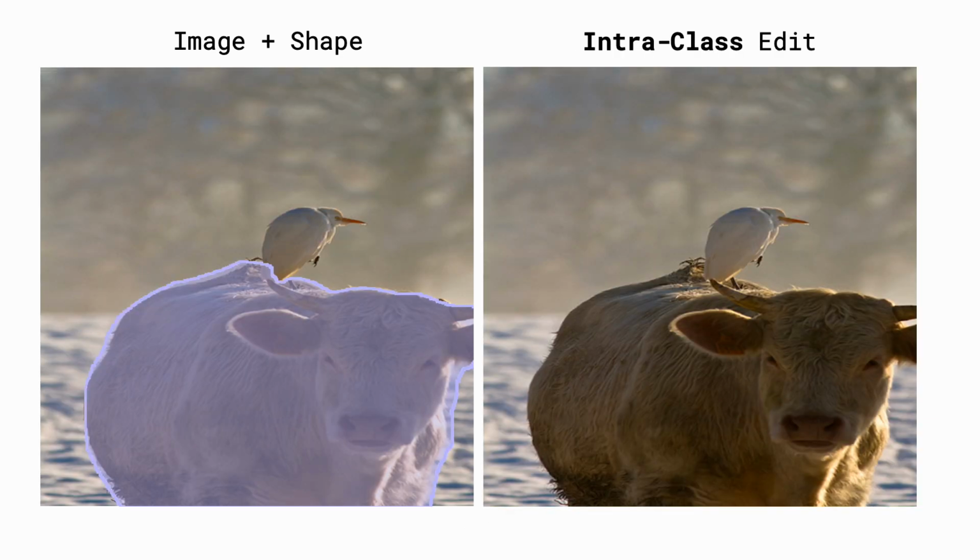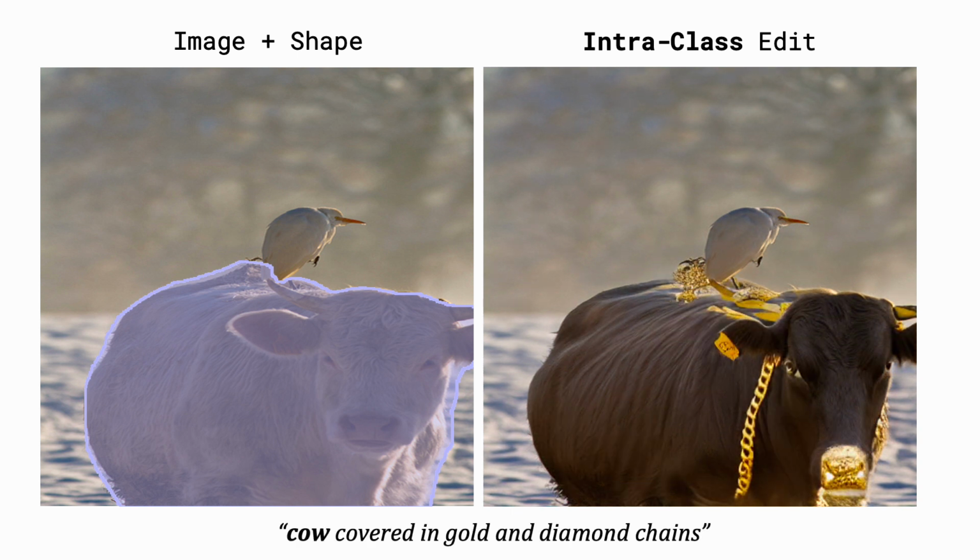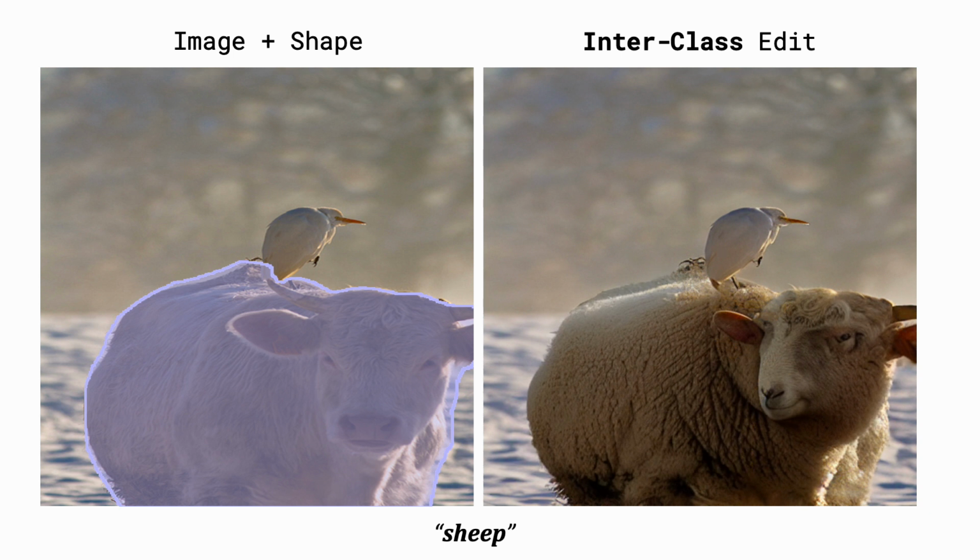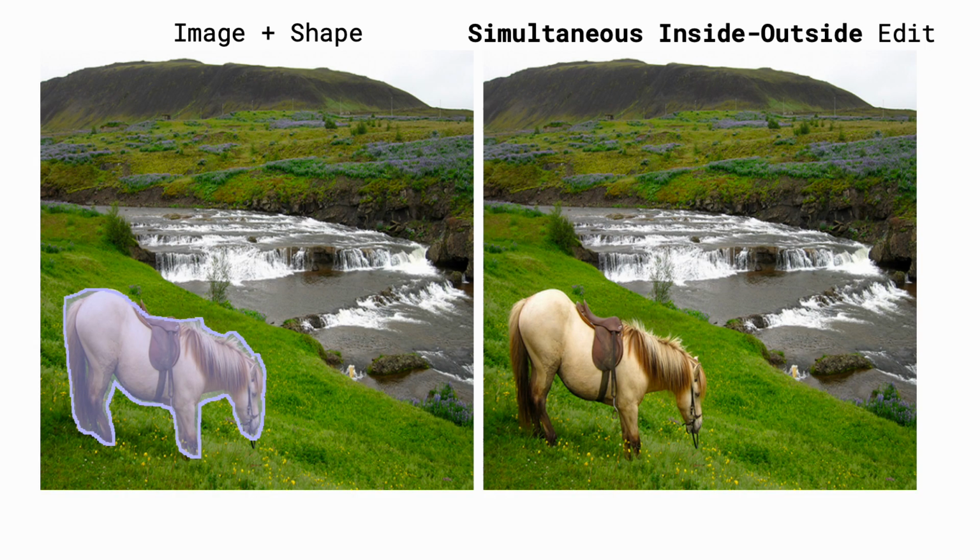Our method can not only do intra-class edits, for example from this cow to another cow covered in gold and diamond chains, but also inter-class edits, for example a cow to a sheep. Our method is not limited to object replacement.